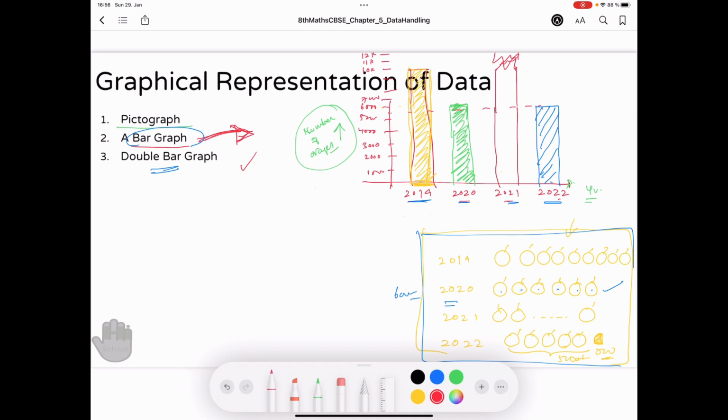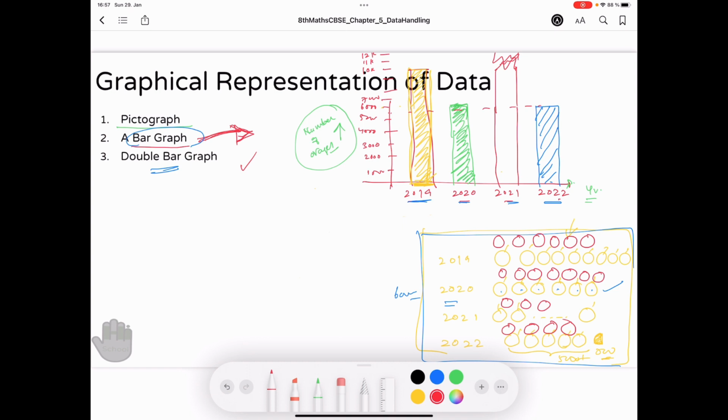Okay, so for example, in 2019 in my apple farm there were, let's say, 6,000 apples. One of these shapes represents 1,000 apples, and I had 6,000 apples come out from the farm in 2019. Again, let's say 7,000 apples came out in 2020: 1, 2, 3, 4, 5, 6, 7. In 2021, let's say only 3,000 apples came. In 2022 it was again very bad for the apples, and 4,000 apples came out of it.